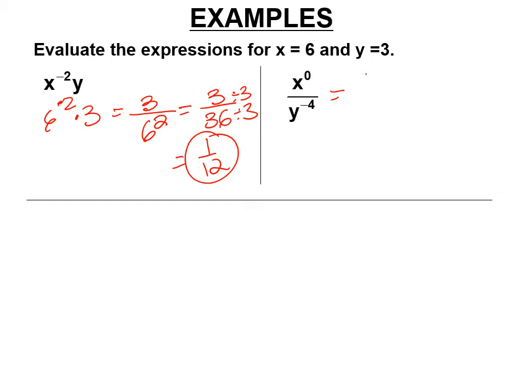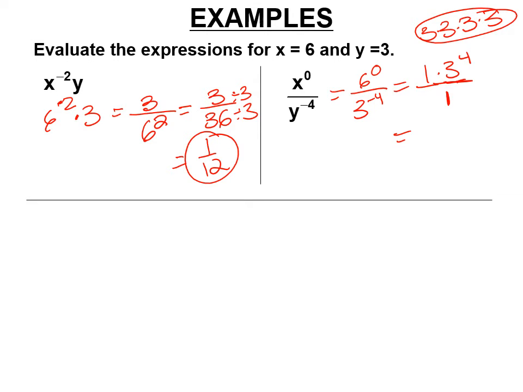Really doesn't matter what x is there, because everything to the 0 power is 1. Y to the negative 4th now is, let me write this in, 3 to the negative 4th. So that goes up to the numerator. There's nothing left down there, so you get another 1. 3 times 3 is 9. 9 times 3 is 27. 27 times 3 is 81. Now you could also do this as 9 times 9, but either way, this is 81/1, which is 81.